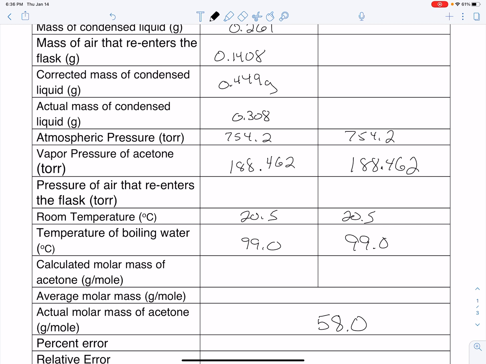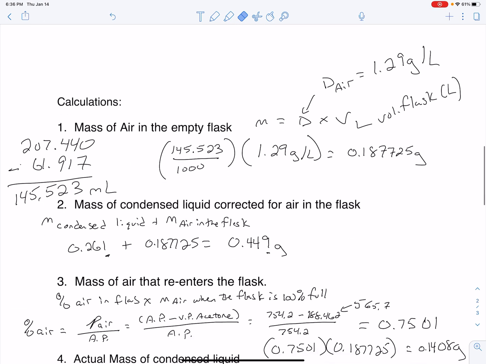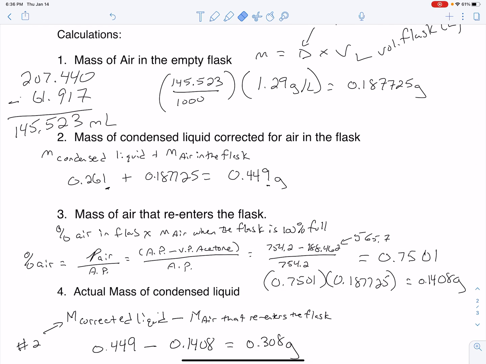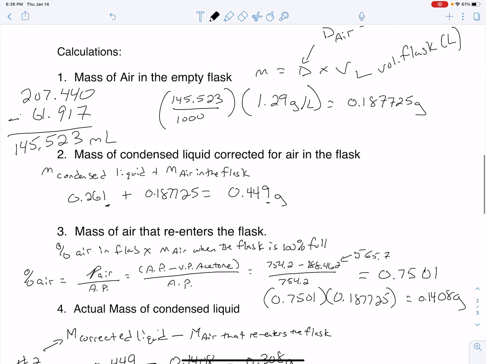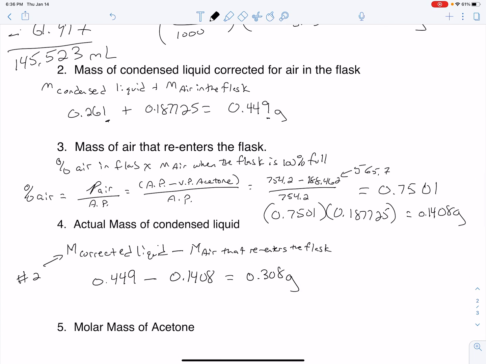Okay, so I have that in there. Now what do I do with the fact that I have the mass and it looks like everything else? This is the pressure of air that re-enters the flask. We have that. We actually solved that down here. That's our 565.7. Okay, we actually calculated that already. That was taking atmospheric pressure minus the vapor pressure of the acetone.